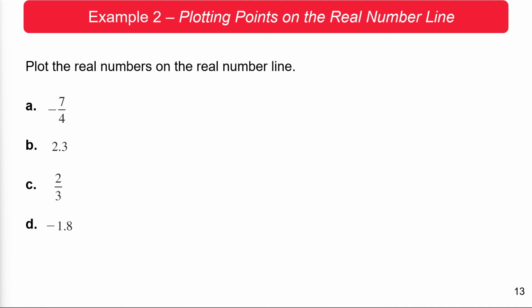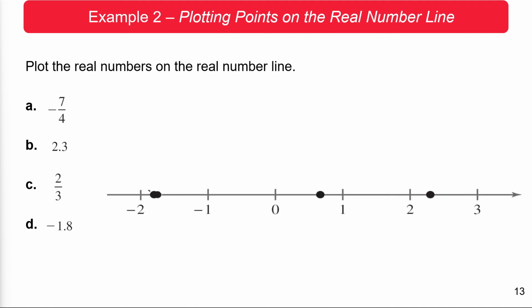Let's draw the real number line. So the first number was negative 7 over 4. You must divide it using your calculator and you will get 1.75. So it will be negative 1.75. So it will be between negative 1 and negative 2. Here we can estimate the point, or we can plot the point of negative 7 over 4.